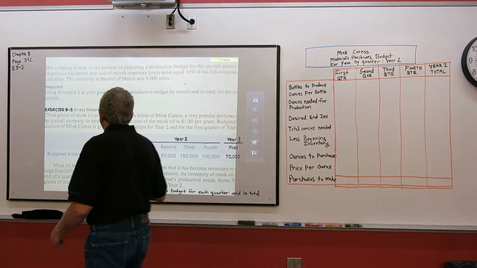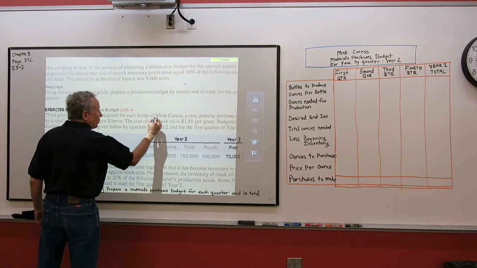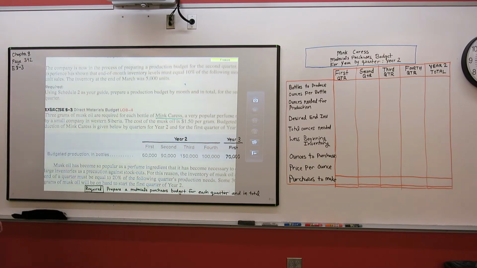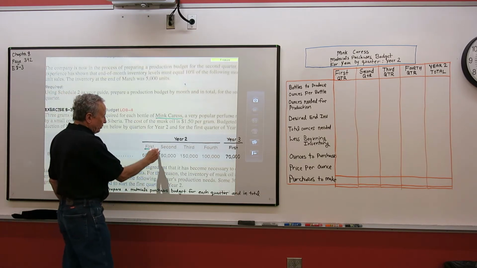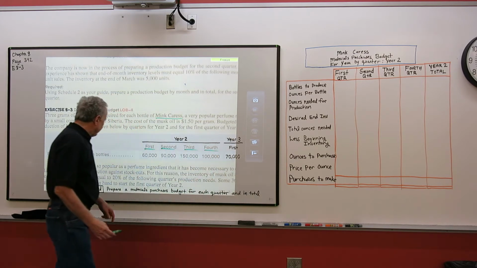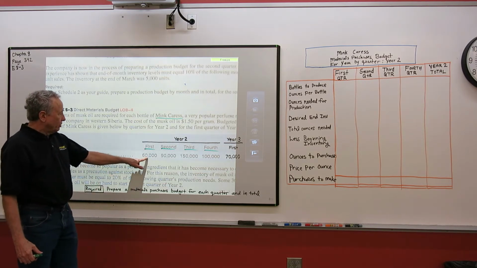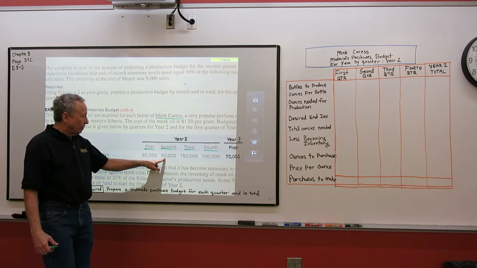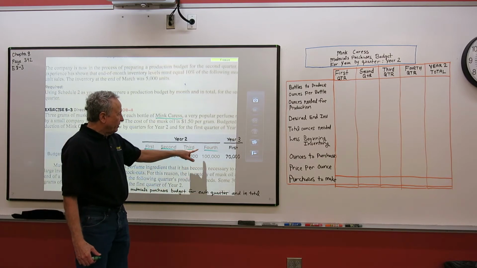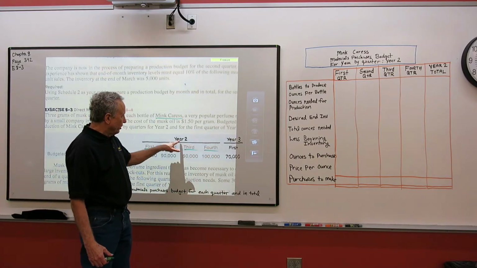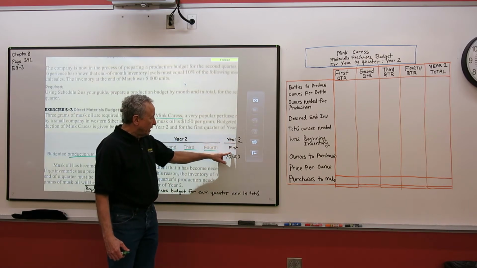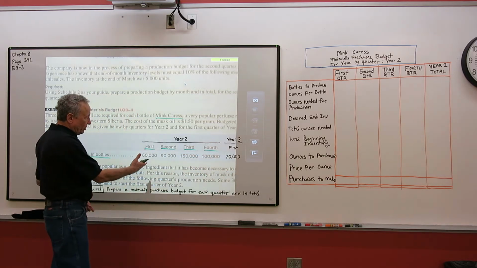Anyway, this is a problem on a company called Mink Caress, which is a perfume. They've got a budget here with the first, second, third, and fourth quarters, and these are the budgeted production. They're going to make 60,000 bottles in the first quarter, 90,000 in the second, 150,000 in the third, and 100,000 in the fourth. That's all in year 2. Then in the first quarter of year 3, they're going to make 70,000 bottles.